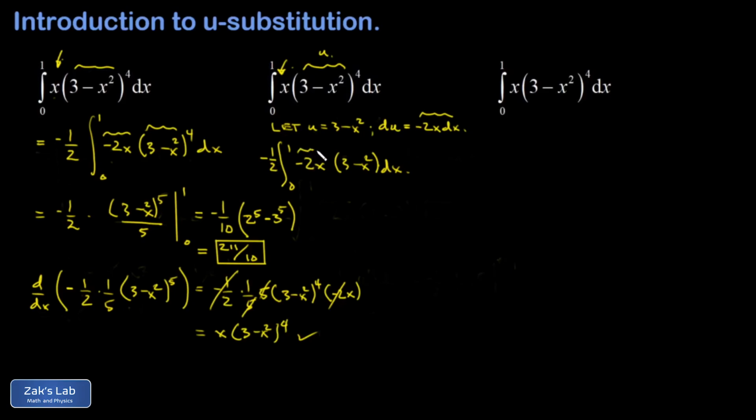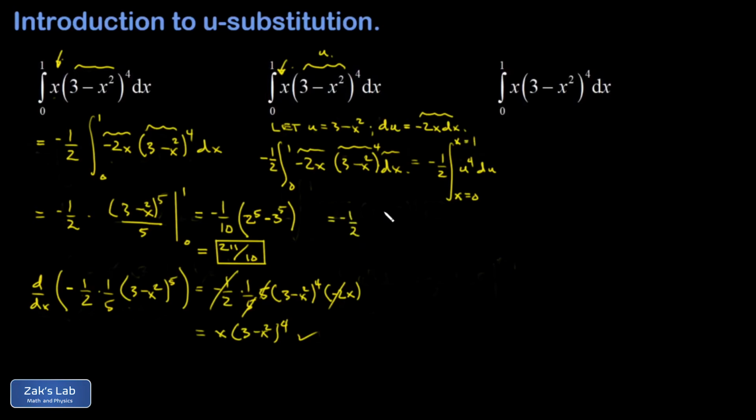And now the negative 2x dx, that's du. And the 3 minus x squared to the 4th, that's u to the 4th. So I end up with a negative 1/2 integral of u to the 4th du. And then I have to be careful about my limits of integration because those are x limits of integration, and I'm going to label them that way. I'm integrating as x goes from 0 to 1.